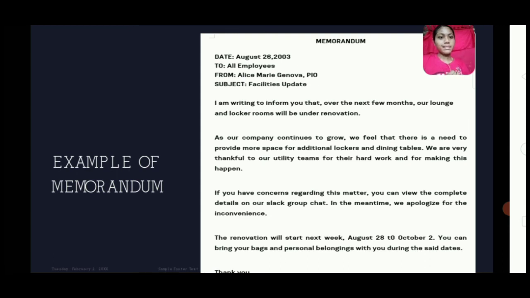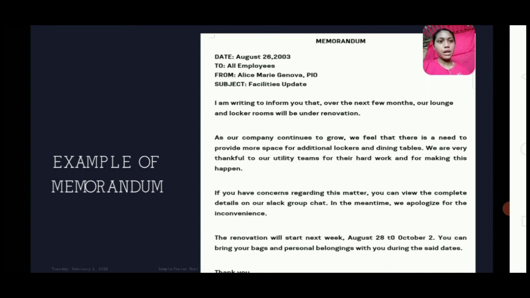Next is the closing. The renovations will start next week, August 28 to October 2. You can bring your bags and personal belongings with you during the said dates. Thank you. So that is her closing statement. As you can see, she didn't use "sincerely yours" or other letter-like endings used in other letters.